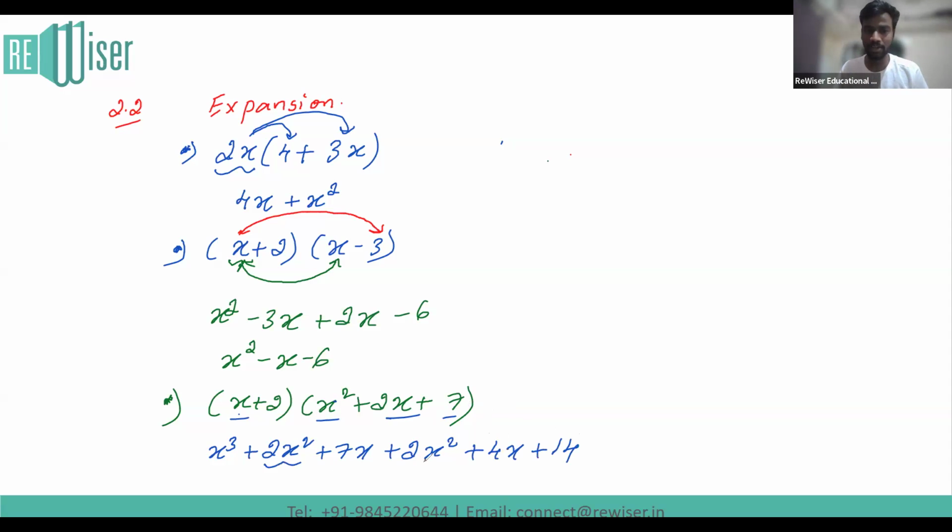So the like terms here are 2x squared and 2x squared. And also you have this 7x and 4x. So that will give us the final answer to be x cubed plus 4x squared plus 11x plus 14. And this is how the expansion would work.